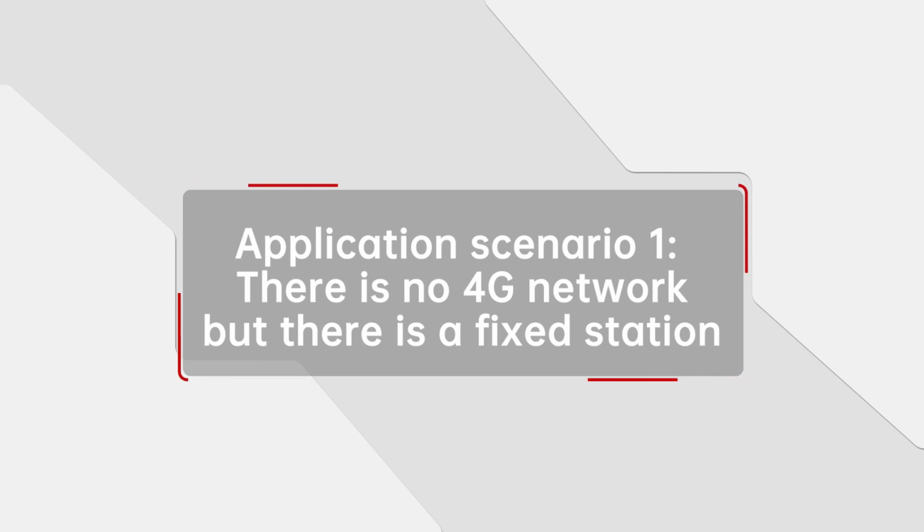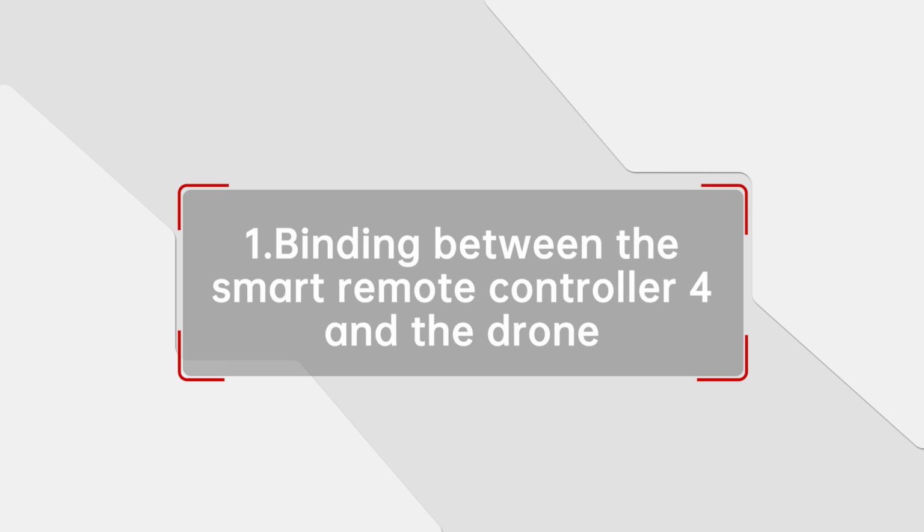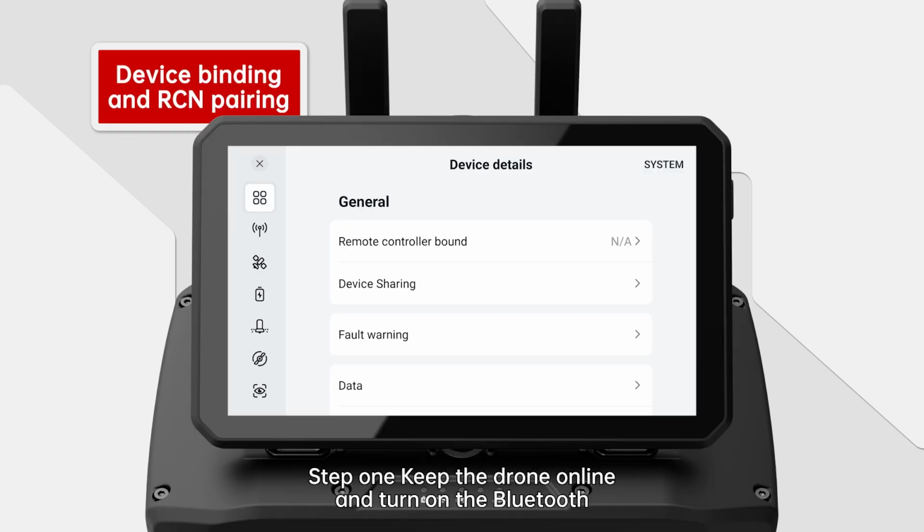Device binding and RCN pairing. Application Scenario 1. There is 4G network, but there is a fixed station. 1. Binding between the Smart Remote Controller 4 and the drone. Step 1. Keep the drone online and turn on the Bluetooth of the remote controller.